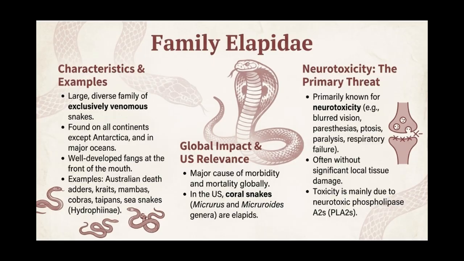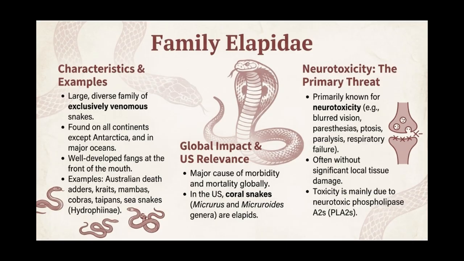A well-known example of an elapid is the Indian cobra, although not all cobras have the traditional hood. Other medically significant elapids include Australian death adders, kraits, mambas, and taipans. These snakes can cause a range of effects from neurotoxic paralysis to local tissue injury, blood clotting disorders, muscle breakdown, and kidney damage. Sea snakes, which are also classified under the family Elapidae, belong specifically to the subfamily Hydrophiinae.